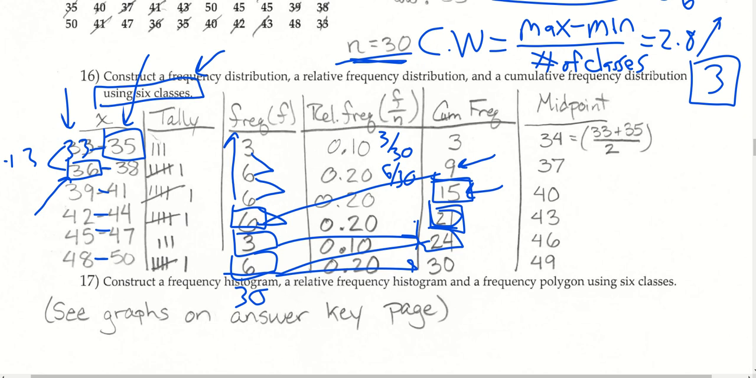At the end of the day, when you're done with your cumulative frequency, the cumulative frequency for the last class should always be equal to the size of your data set, which in this case is 30.